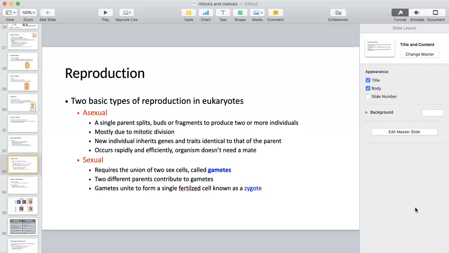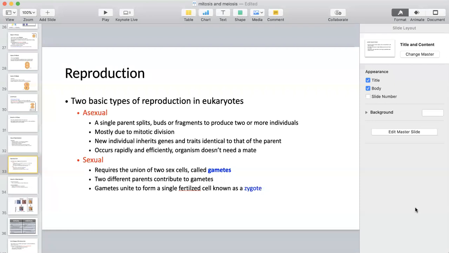Okay, so we're starting with reproduction. There are two basic types of reproduction in eukaryotes, asexual and sexual reproduction. Asexual reproduction requires only a single parent. There's going to be one parent involved in making this new organism, right? So the single parent is either going to split off, there's going to be some budding or fragmenting, or a piece of that parent splits off and a new organism is formed.